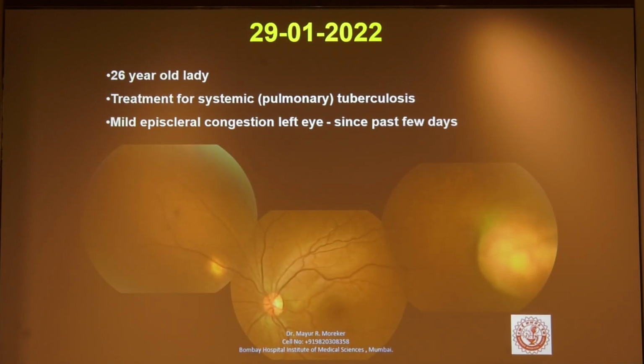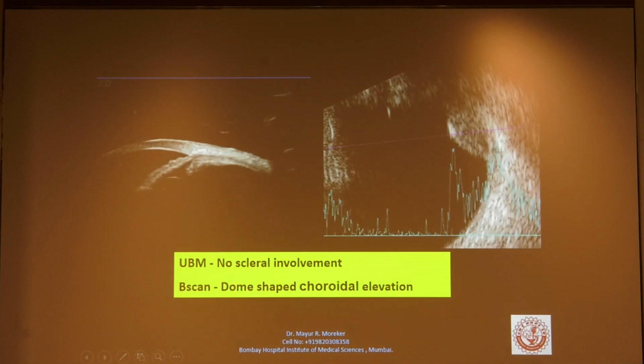This is a 26-year-old lady who had been on treatment of systemic pulmonary tuberculosis, came to us with a mild episcleral congestion of the left eye since the past few days. To highlight the importance of dilatation, on dilatation you see this, which is something like a scarred choroidal tubercle, but far there in the periphery you can see a huge choroidal granuloma. What we did was UBM over the choroidal granuloma to look for any scleral involvement. There was no scleral involvement, but on B scan we saw the dome-shaped choroidal elevation.